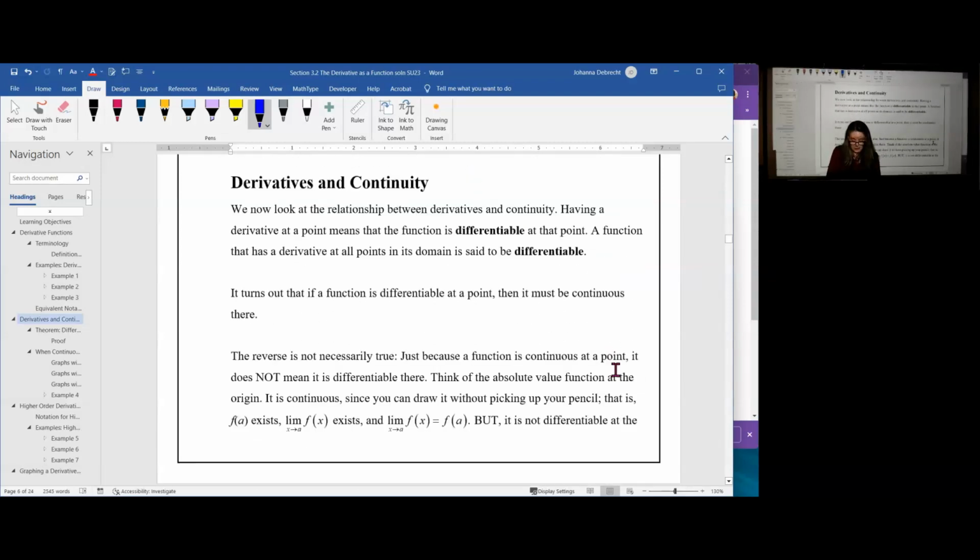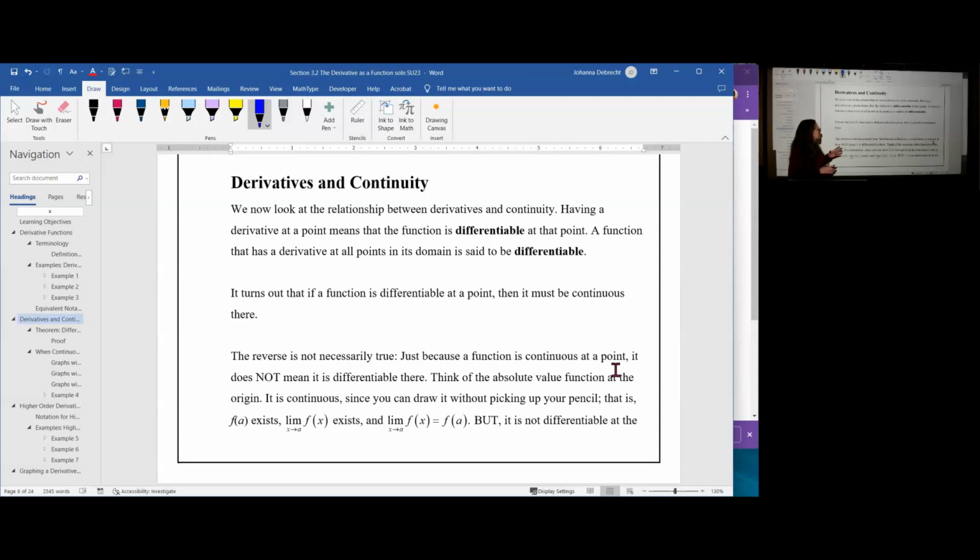Now we turn our attention to derivatives and continuity. What is the relationship between having a derivative and being continuous? Remember, if a function is differentiable at a point, then a unique tangent line exists at that point, and the slope is a single finite real value. That limit of the difference quotient exists.